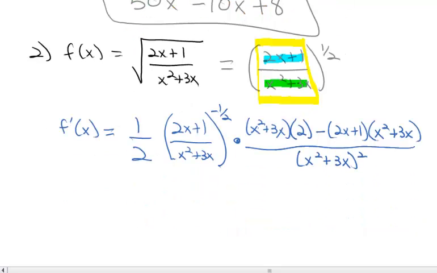We're not going to simplify this all the way, but there are a few things we can clean up. One thing we can clean up is the negative exponent. It's going to flip that over.